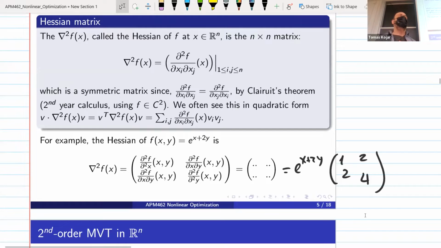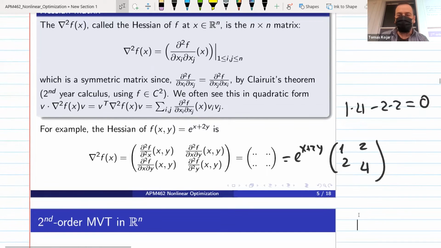Is it invertible? Well, this is symmetric. So is it invertible? Oh yeah, it's not, because you have 1 times 4 minus 2 times 2, which is 0. Yes, good. Any questions?